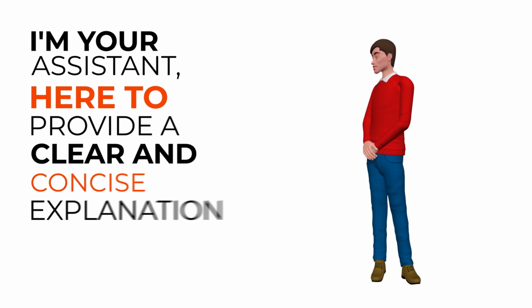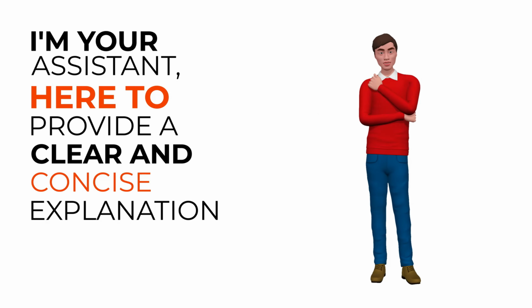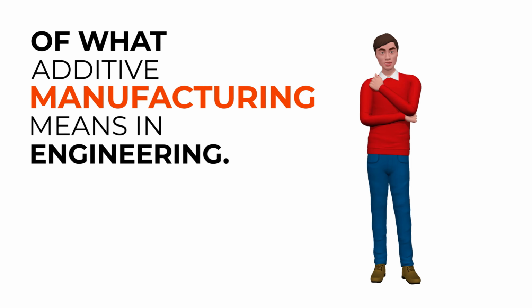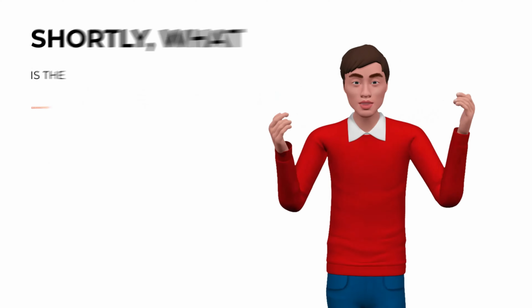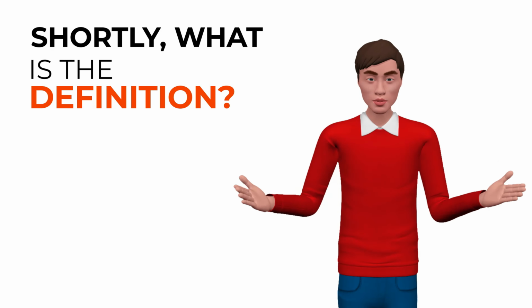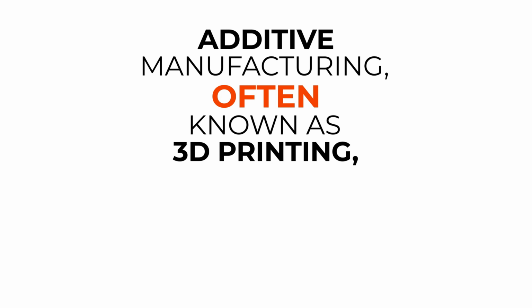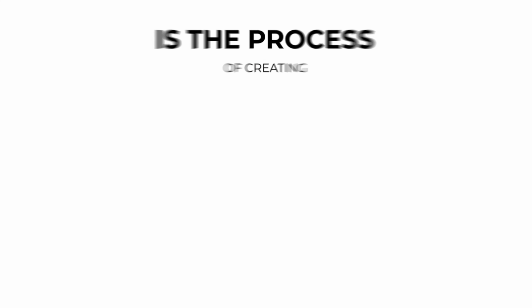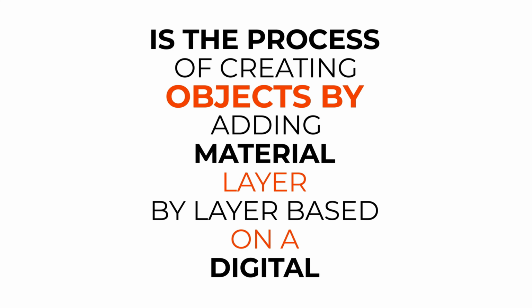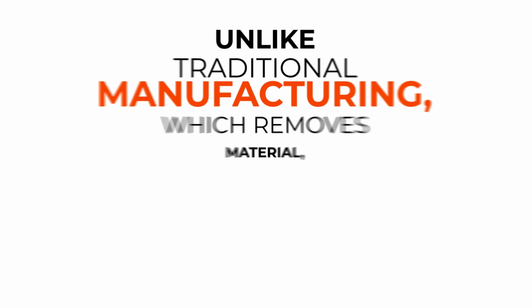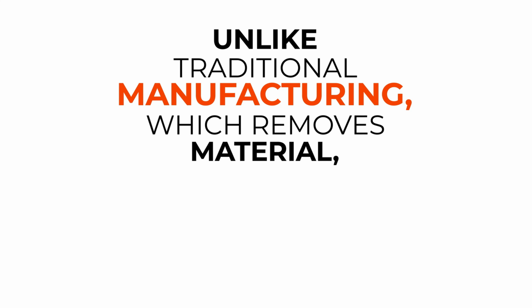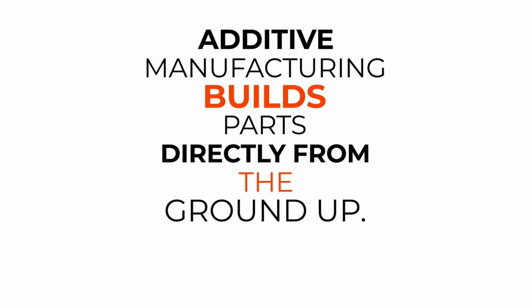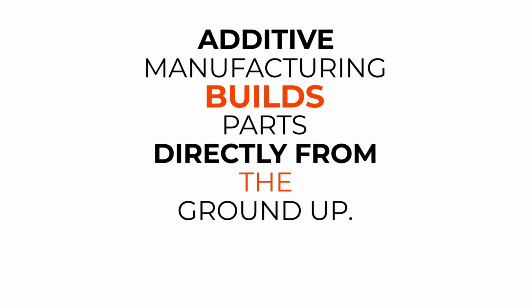I'm your assistant, here to provide a clear and concise explanation of what additive manufacturing means in engineering. Shortly, what is the definition? Additive manufacturing, often known as 3D printing, is the process of creating objects by adding material layer by layer based on a digital design. Unlike traditional manufacturing, which removes material, additive manufacturing builds parts directly from the ground up.